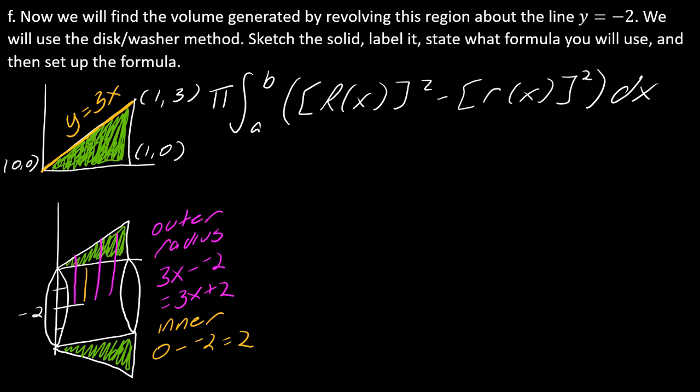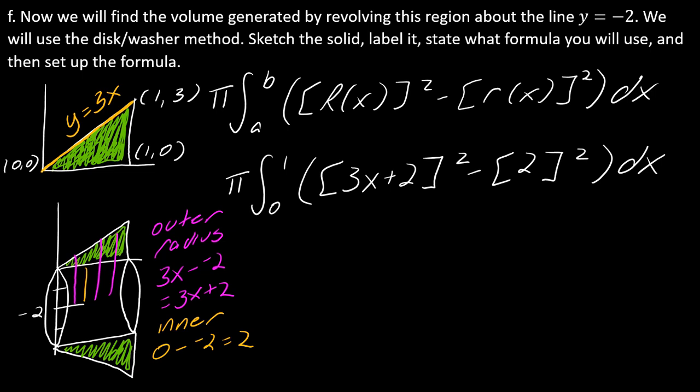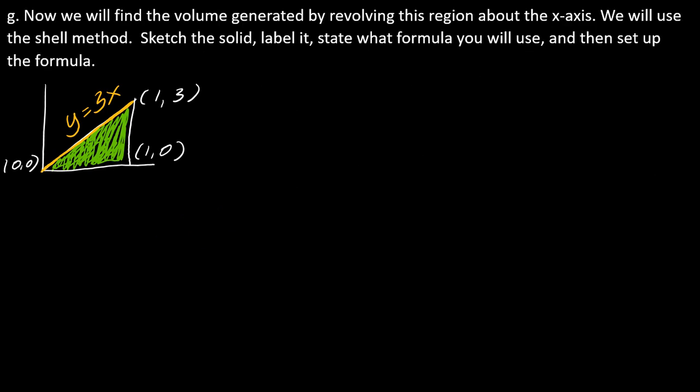Okay, cool. So now we can set everything up again. I've got my outer radius, my inner radius, and then once again, I'm going from 0 to 1, bada bing, bada boom. We're all good to go here. Okay, so we've done all the disc and washer method.